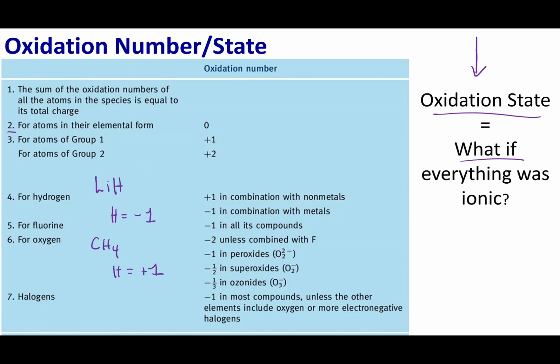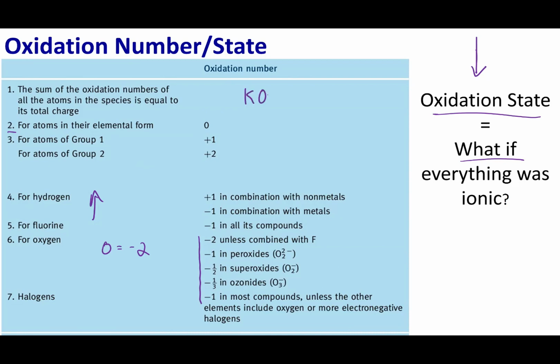Fluorine is always going to have -1 as its oxidation state, and then oxygen has a whole bunch of rules. What you will see is that oxygen 90% of the time is going to have an oxidation state of -2. It's only when it's combined with certain things that it will change its oxidation state. And those certain things are usually something that already has a rule associated with it. Let's take a look at an example.